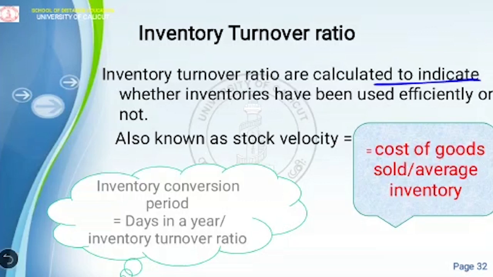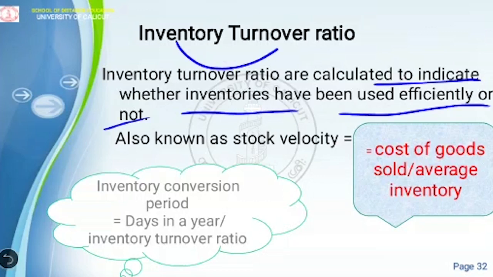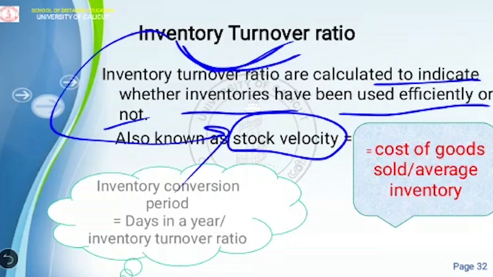Then another major term relating to our syllabus is inventory turnover ratio. You can find out the inventory turnover ratio. It indicates whether the inventories have been used efficiently or not. Inventory turnover shows how many times inventory turns over in a year, in 365 days. It is also known as stock velocity.